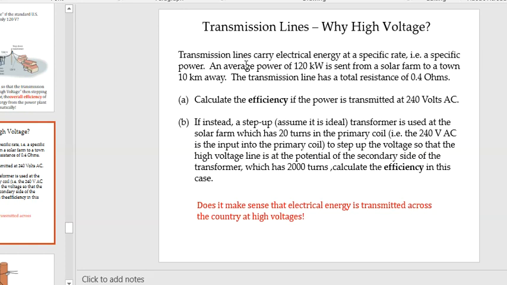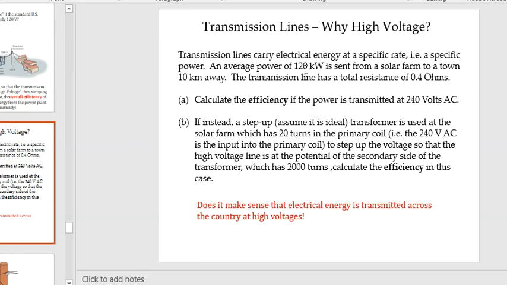So we're talking about transmission lines carrying electrical energy at some specific rate. So for example, let's say that we're sending 120 kilowatts from a solar farm to a town that's 10 kilometers away. So imagine that we're going to somehow convert this solar farm into AC. I won't mention how that's done at the moment, but you can just imagine that. So actually solar is producing DC electrical energy. But let's just calculate the efficiency if we're going to send this down a transmission line that's 0.4 ohms.